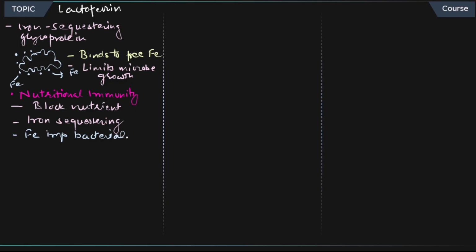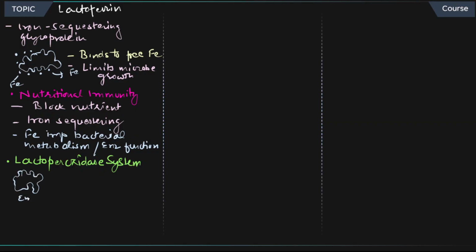And iron is important for bacterial metabolism and enzymatic function. So if you're not providing iron, bacteria and our pathogen will have a difficult time taking over the immune system. Next component is the lactoperoxidase system. There are so many interesting systems that are present in our body. Lactoperoxidase is an enzyme which does the oxidative antimicrobial reactions.